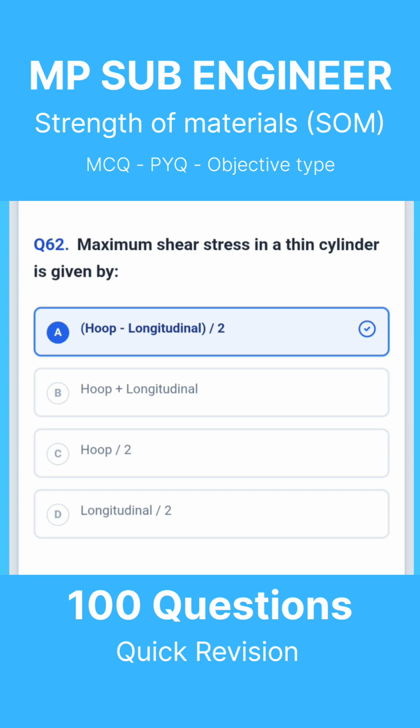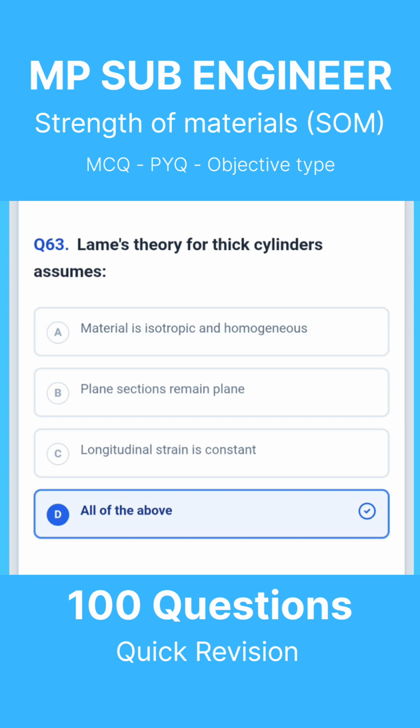Question 62. Maximum shear stress in a thin cylinder is given by. The correct answer is (hoop − longitudinal) divided by 2. Question 63. Lame's theory for thick cylinders assumes. The correct answer is all of the above.